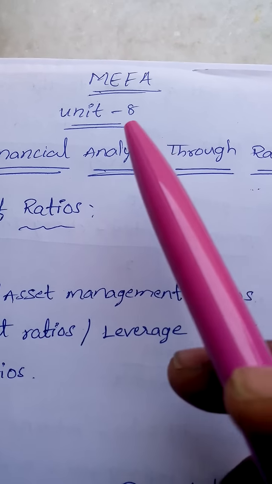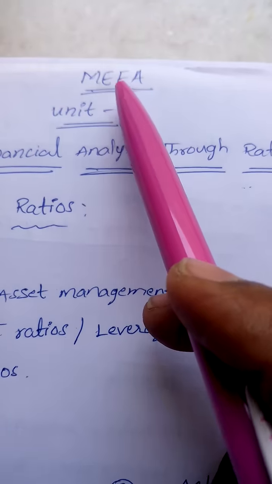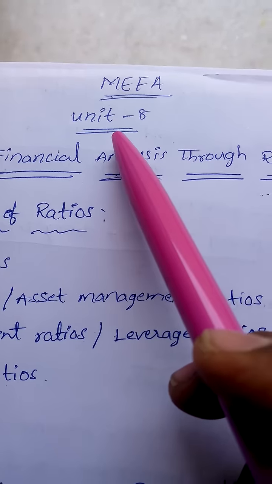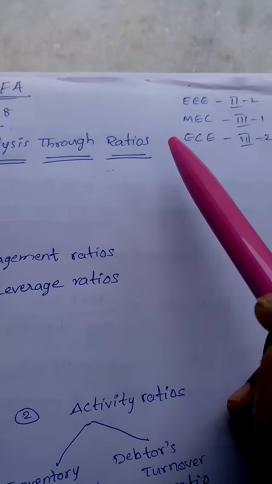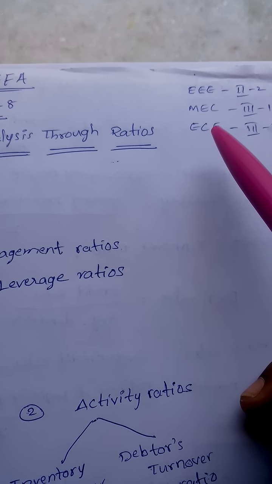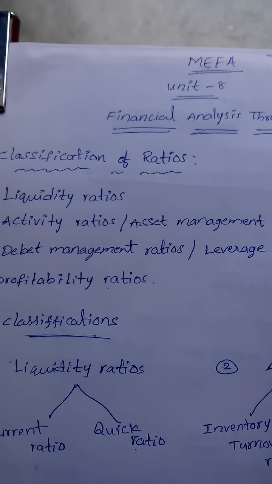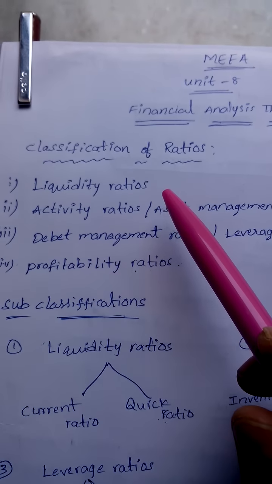Hi friends, today we are learning about Managerial Economics and Financial Analysis, Unit number 8, Financial Analysis through the Ratios. This is useful for MEFA students. We need to know the classification of ratios.